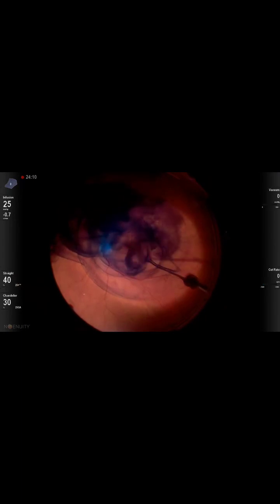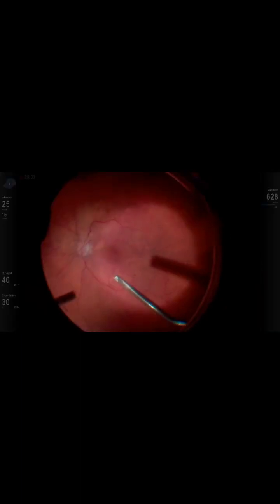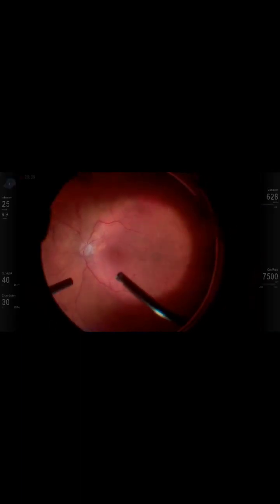Brilliant blue dye is then used to stain the internal limiting membrane. The surgeon uses an opening in the ILM in the inferior nasal region to start peeling. He performs a fovea-sparing ILM peeling technique, peeling the internal limiting membrane 360 degrees, and leaving it still adhered to the perifoveal region.